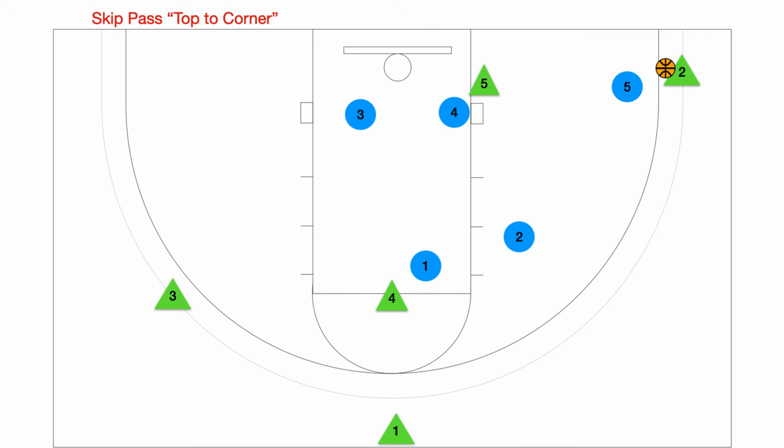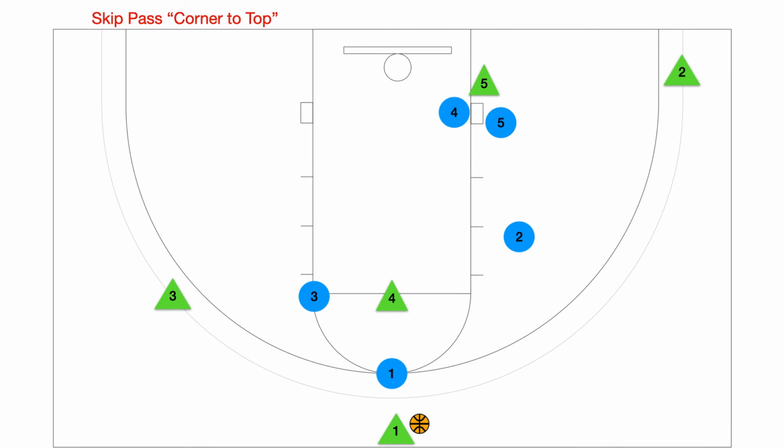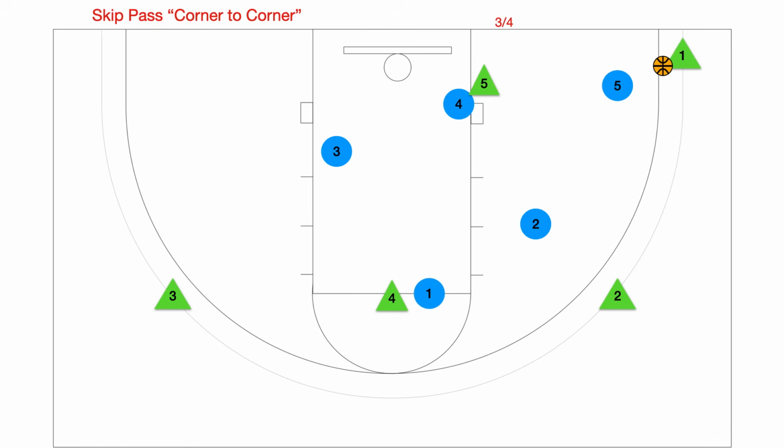If there is a skip pass from the corner to the top, defender, player 1, will close out on the ball. Players 2 and 3 will pinch on the high post. 4 and 5 will shift over to help side positions, always fighting for that top position. The last skip pass we'll talk about is the corner to corner pass, which doesn't happen too often, but it can occur.